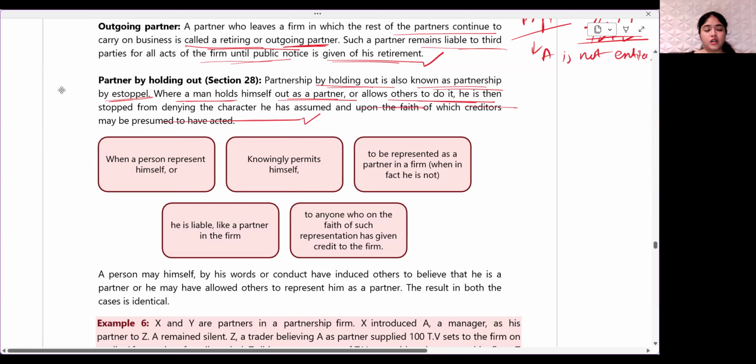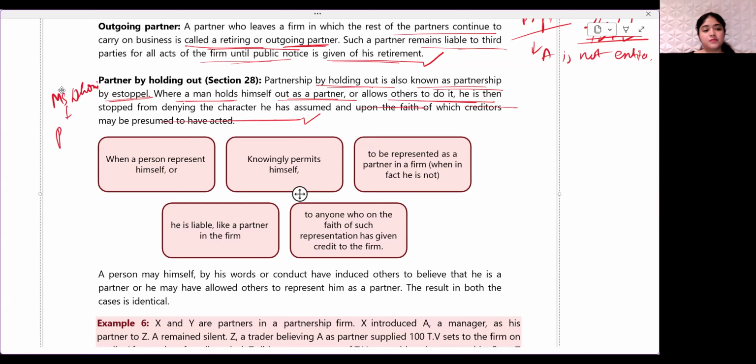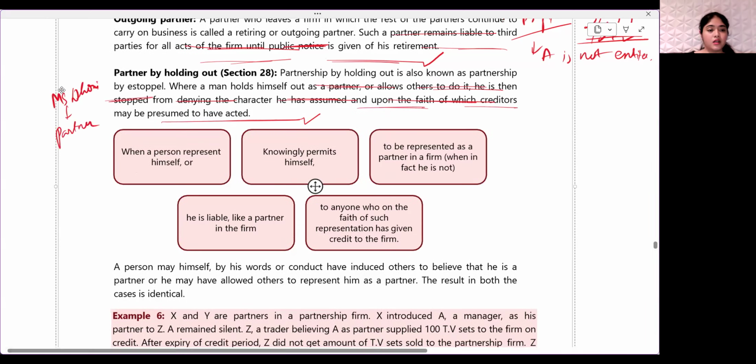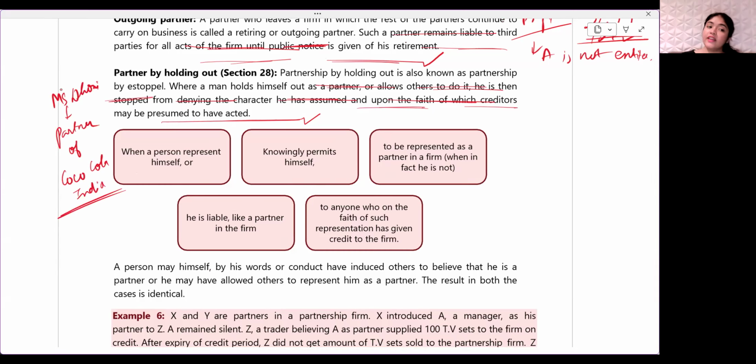you might be aware of MS Dhoni, right? MS Dhoni says, I am the partner of Coca-Cola India. Actually, he was not the partner of Coca-Cola India. Now, what happens? Coca-Cola India is seeing that after Mahendra Singh Dhoni has said that I am the partner of Coca-Cola India, the sales have increased. Now, what will Coca-Cola India say? You continue to be the partner of the firm by name, by holding out, by saying that I am the partner. You have to continue as the partner of the firm because it is helping the company.